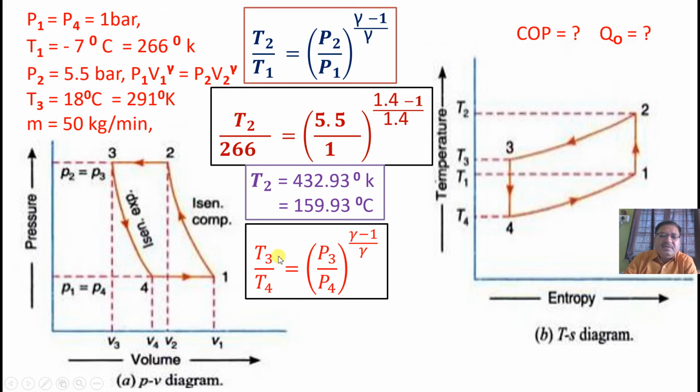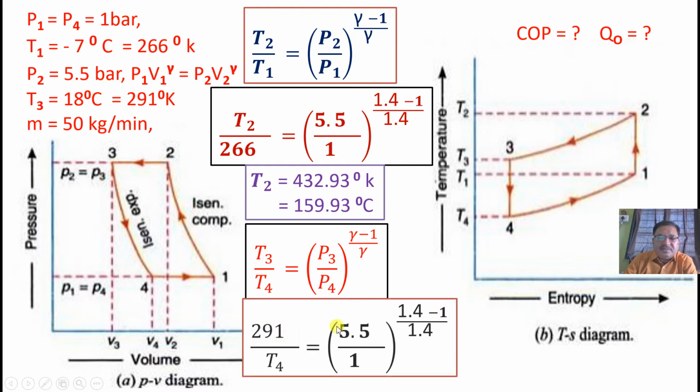Now we have to use this equation: T3 upon T4 is equal to P3 upon P4 raised to gamma minus 1 upon gamma. So put the values in this equation. Only T4 is the unknown. P3 and P4 are also known to us. P4 is equal to P1, which is 1 bar, and the value of P3 is equal to P2, and the value of P2 is 5.5 bar. Therefore P3 is also 5.5 bar. So let us put the values. In place of P3 we have put the value 5.5 bar. In place of P4 we have put the value 1 bar, because P4 is equal to P1.